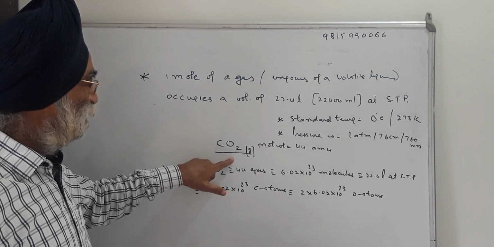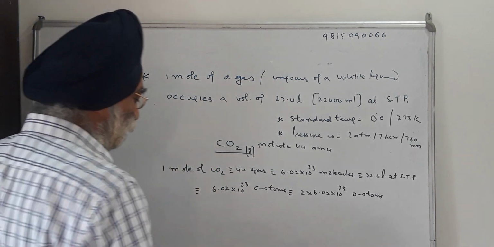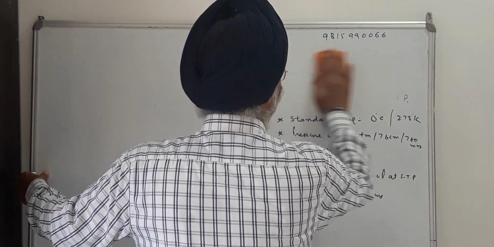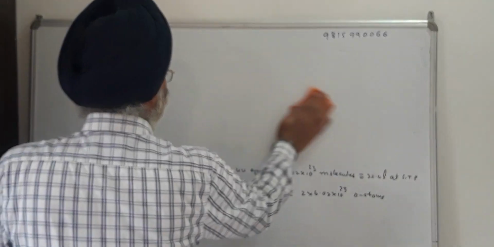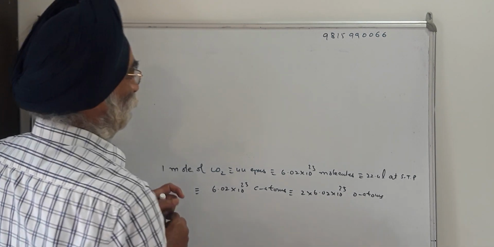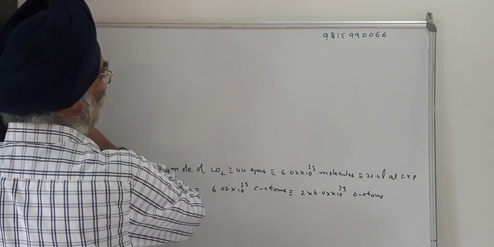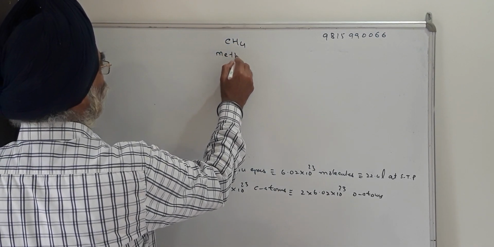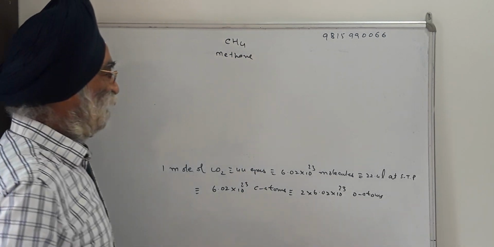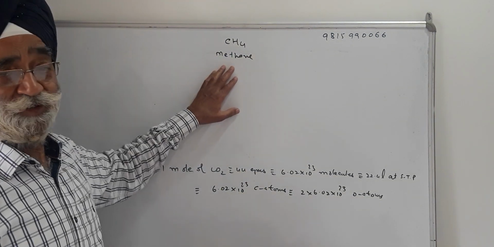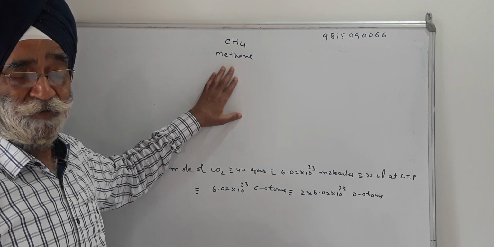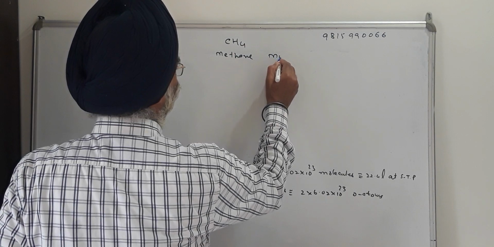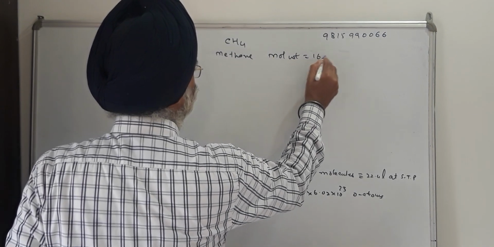Now, that was a simple example of carbon dioxide. We may discuss another example before we take on the numerical problems. Say it is methane, also called marsh gas. It is found in marshy places where humidity is high. Its molecular weight is 16 AMU.